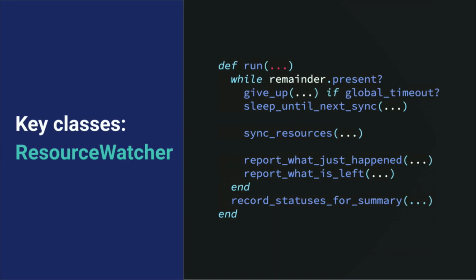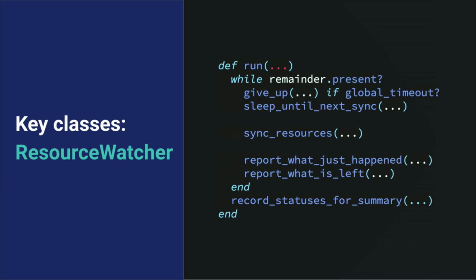So first we have the watcher. This is a slightly simplified but still very realistic representation of its main method, which is called run. As you can see, this is just a giant while loop. What we're doing here is polling. The most important part of the work happens in the middle method there, sync resources, and that's where we're talking to the API server, and I'm going to get back to that in a minute.